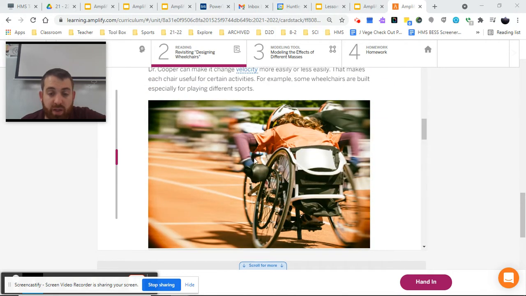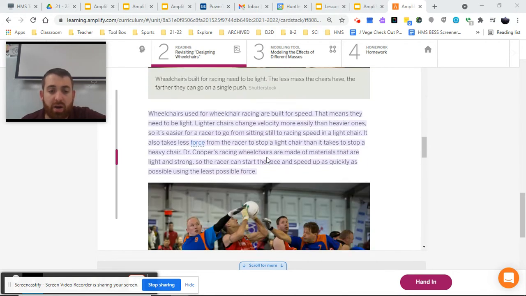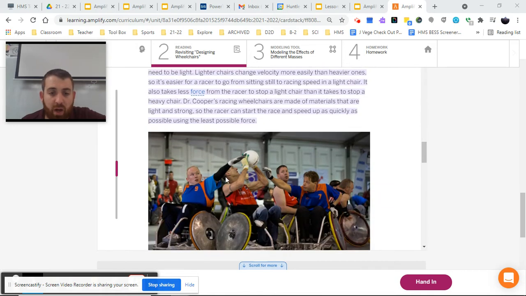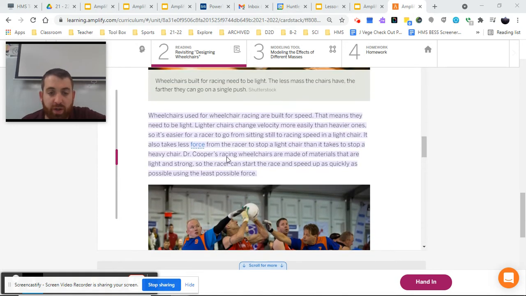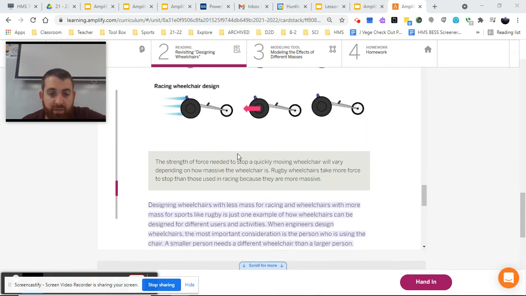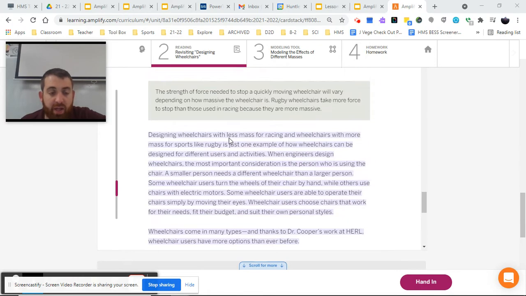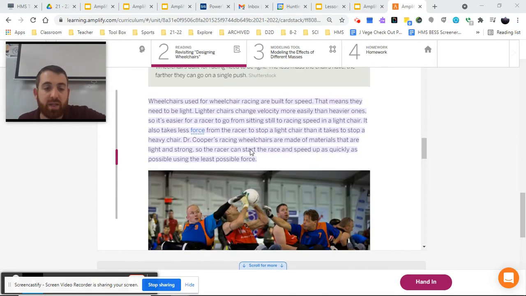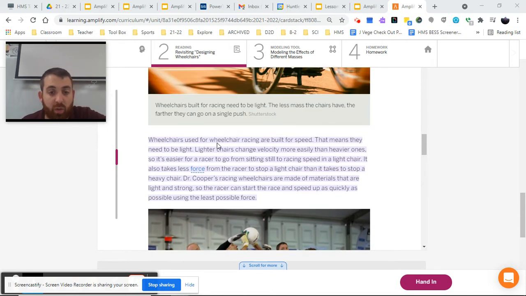So starting where you see the wheelchair racer here, right underneath here, right before this picture here of the rugby players, you're going to be rereading this 3rd paragraph, 4th paragraph, and 5th paragraph. Thinking about what is it about force, mass, and velocity that will help you design a wheelchair for basketball players. Okay. So anything in here that you feel that you can use to help you create the best wheelchair for how basketball players play the game is what you're going to be looking to highlight.